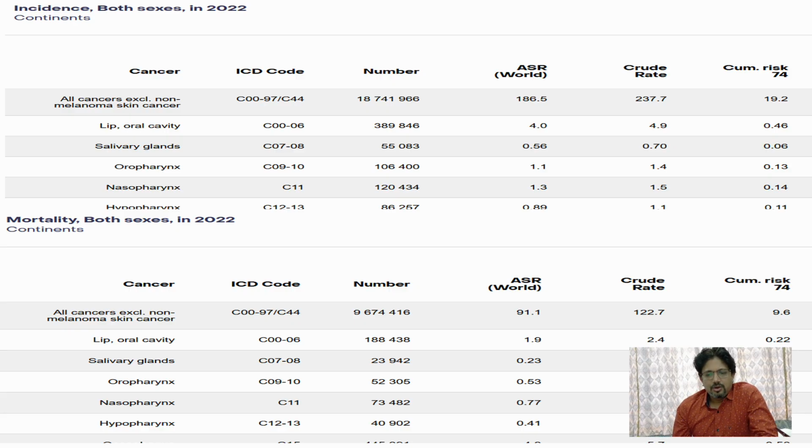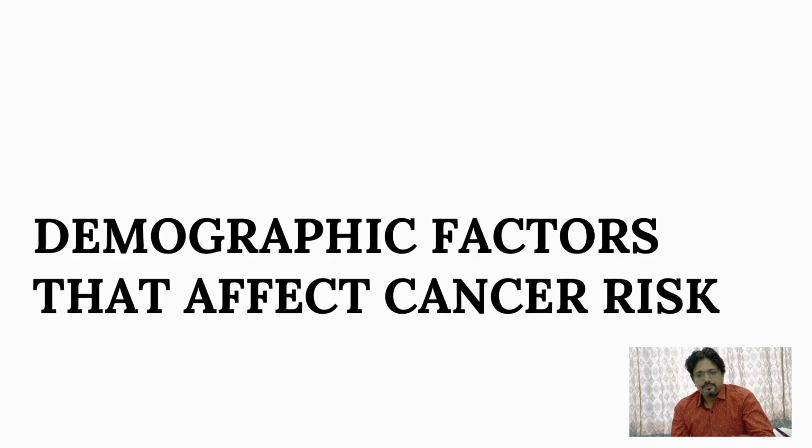So this is similar data, like incidence and mortality of the disease. There is a long list of the cancers. Like for all cancers we can determine the cumulative risk or lifetime risk of developing a cancer. We can also see what the incidence of a cancer is.